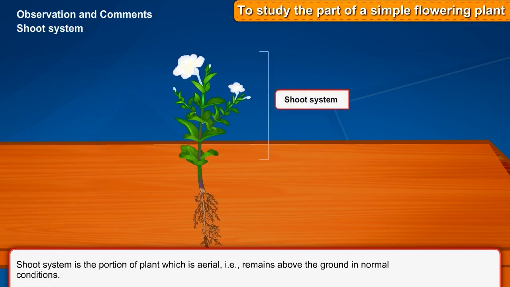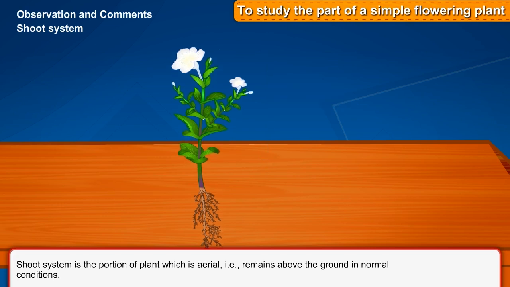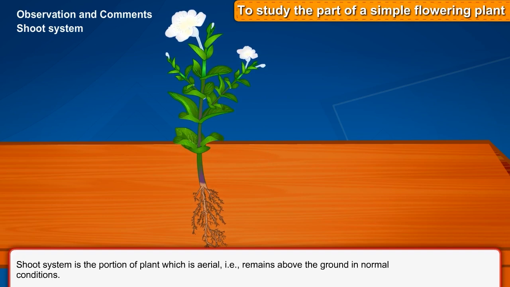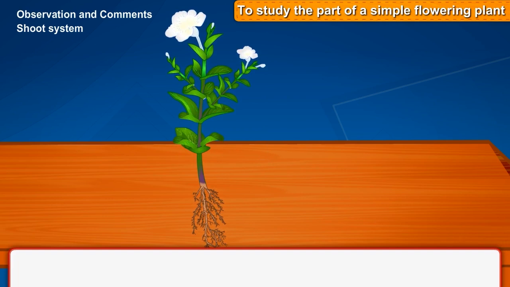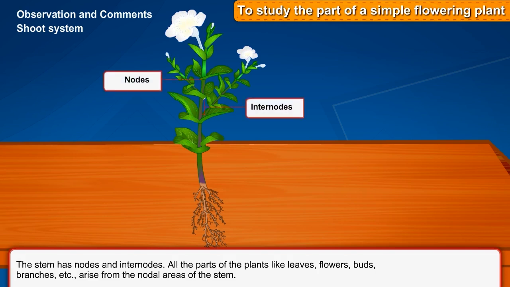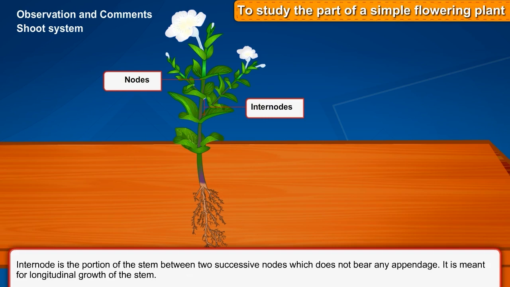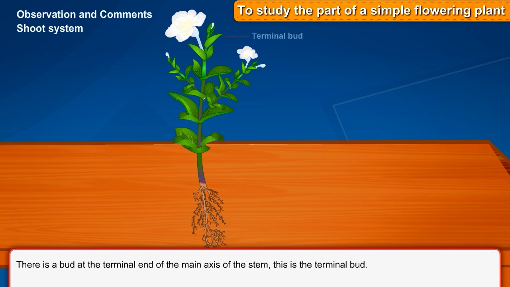Shoot system. The shoot system is the portion of the plant which is aerial, that is, remains above the ground in normal conditions. The stem has nodes and internodes. All the parts of the plant like leaves, flowers, buds, branches, etc. arise from the nodal areas of the stem. Internode is the portion of the stem between two successive nodes which does not bear any appendage. It is meant for longitudinal growth of the stem. There is a bud at the terminal end of the main axis of the stem. This is the terminal bud.